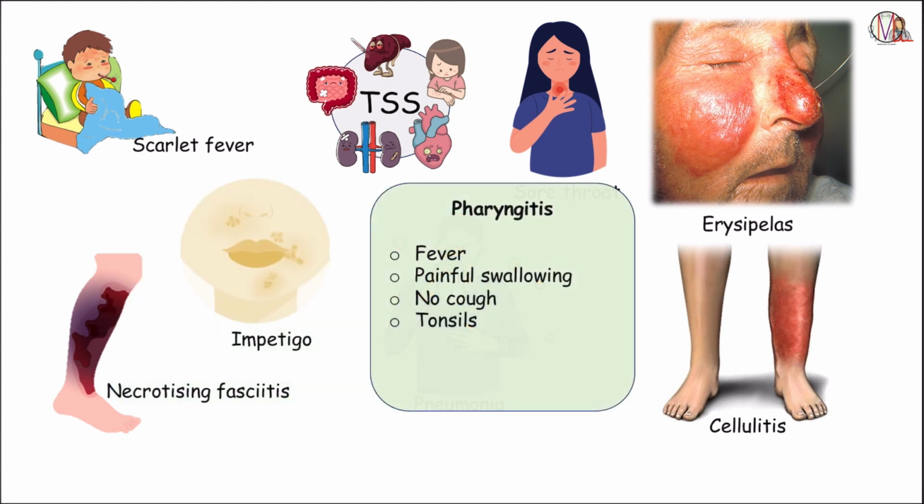Pharyngitis, commonly known as a sore throat, is characterized by painful and tender cervical lymphadenopathy and typically lacks coughing as a symptom.